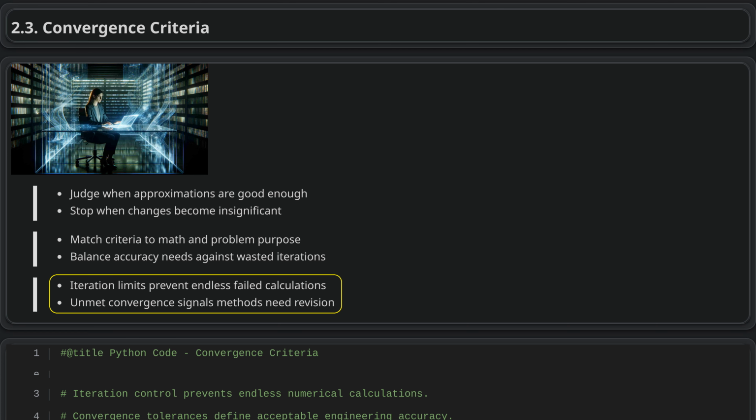Iteration limits help prevent numerical methods from running forever when they fail to converge. If the limit is reached, the result should be treated with caution because the initial guess, scaling, tolerance, or method may need adjustment. Good convergence control makes numerical results more reliable and helps engineers see when a method needs to be changed.